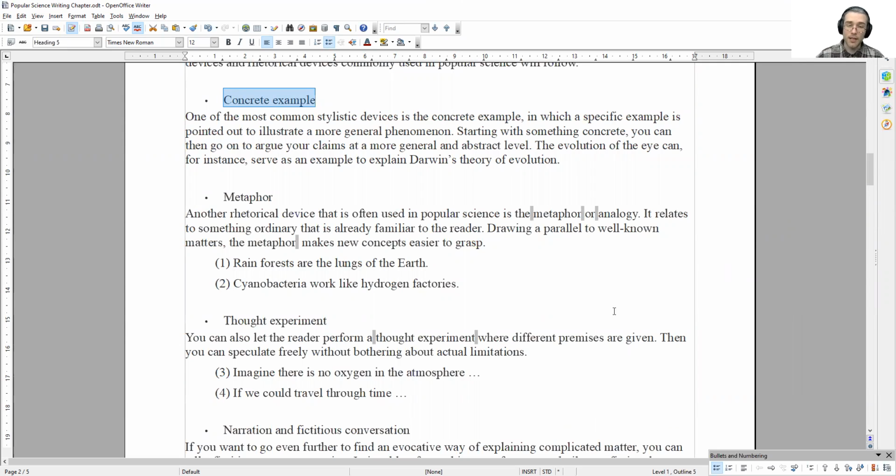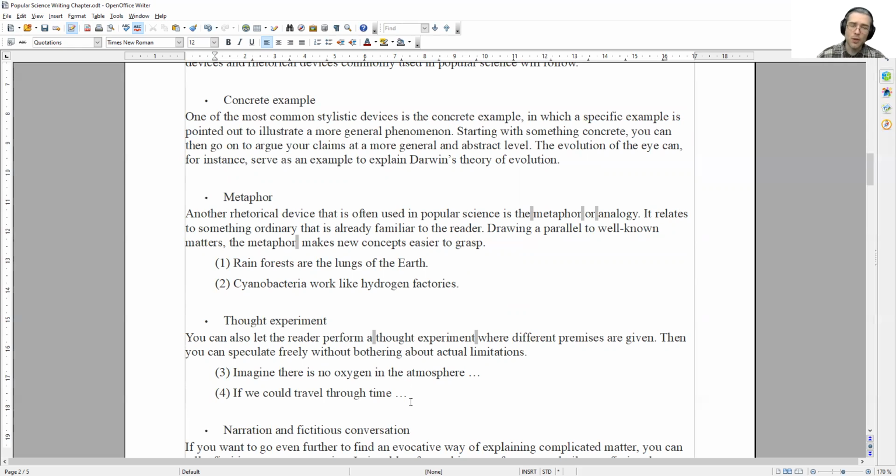Other stylistic devices could include metaphors that help the reader to associate complex and perhaps esoteric science with comprehensible everyday experiences. So examples of that would be something like the rainforests are the lungs of the earth, or cyanobacteria work like hydrogen factories. It's taking scientific or subject-area specific terms and then grounding them in people's experiences and concepts that they're already familiar with.